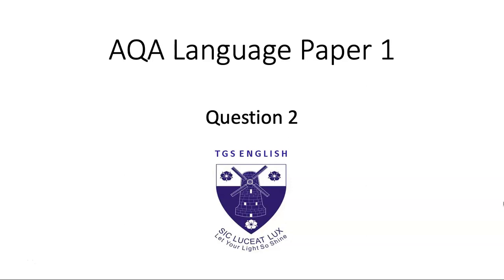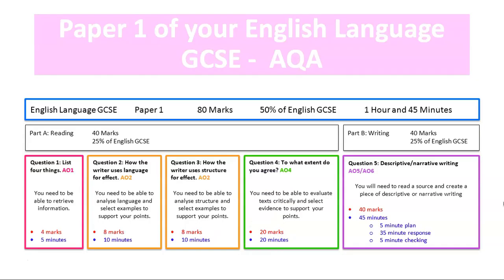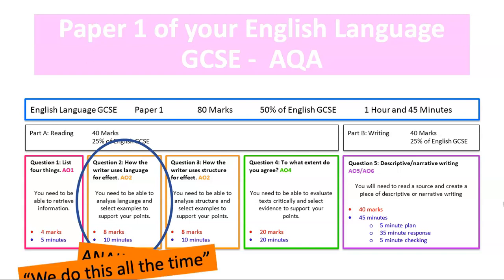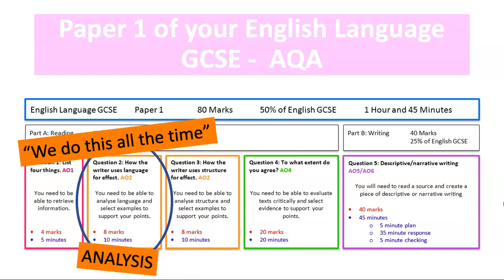This time it's on question 2. So Ms Harvey's covered question 4 of language paper 1. I'm covering question 2. This question is the analysis question. So it's also known as the we do this all the time question, because you will be used to the way you have to write this from what you have done in literature so far. So with your 19th century novel, with your modern play, you will be analysing the language just like you have to in this question as well.